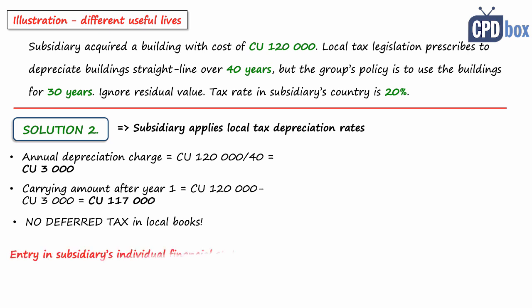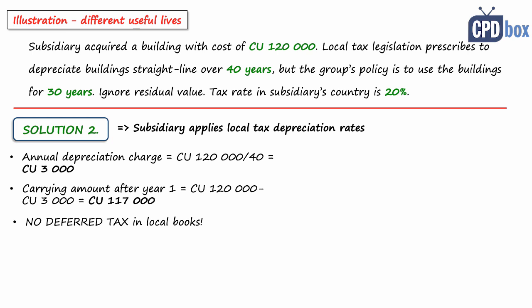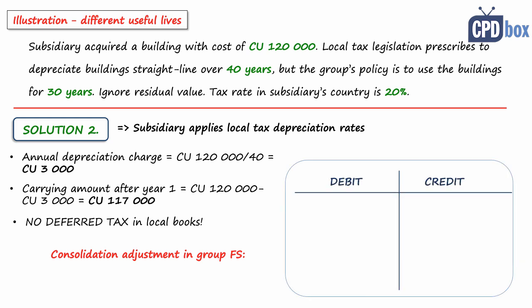Now, there is only one journal entry in the subsidiary's individual financial statements. Debit depreciation in profit or loss with 3,000 this time, and credit property, plant and equipment accumulated depreciation with the same amount. When making the consolidation, a consolidating adjustment will be made in the group's financial statements. So first, we need to align the depreciation with the group rate. So we debit depreciation with a difference of 1,000 and credit property, plant and equipment with 1,000. 1,000 is 4,000 less 3,000, right?